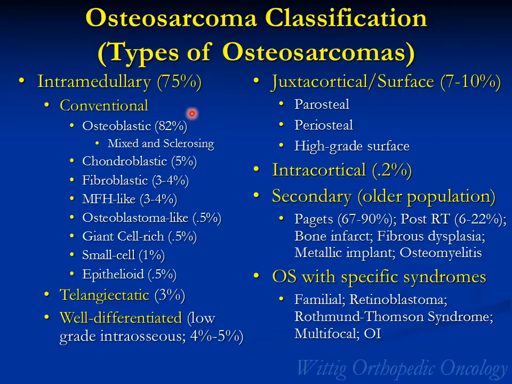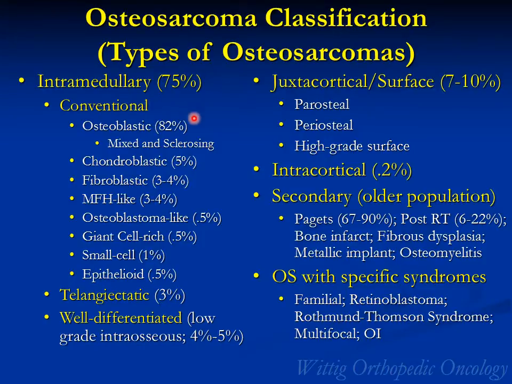All osteosarcomas are high-grade osteosarcomas except the following: well-differentiated intraosseous or low-grade intraosseous and parosteal osteosarcoma. They are low-grade osteosarcomas and are usually just treated with surgery. They're slower growing tumors and they do not respond to chemotherapy, and they are almost all cured with surgery alone.